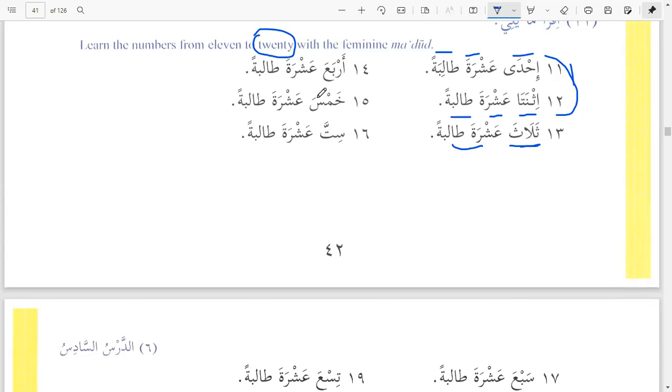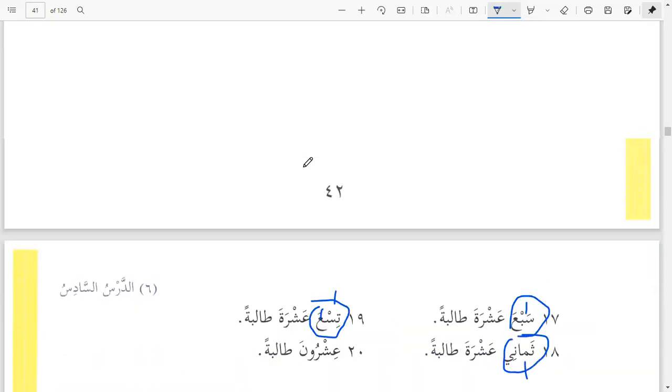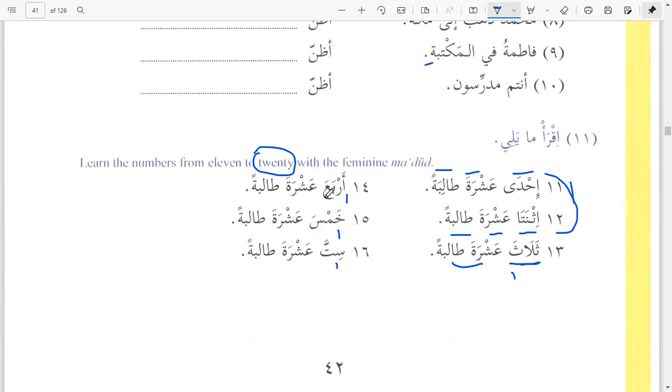Arba'a Ashrata Talibatan. 14 students. Khamsa Ashrata Talibatan. 15 students. So you see here, Arba, Khamsa, Sitta, Salasa, Sab'a, Tissa, Samani, they all are masculine. First part of the adad is masculine. Same here, Sitta, Khamsa, Ashara, they all are masculine. Second part, Ashrata, is feminine.